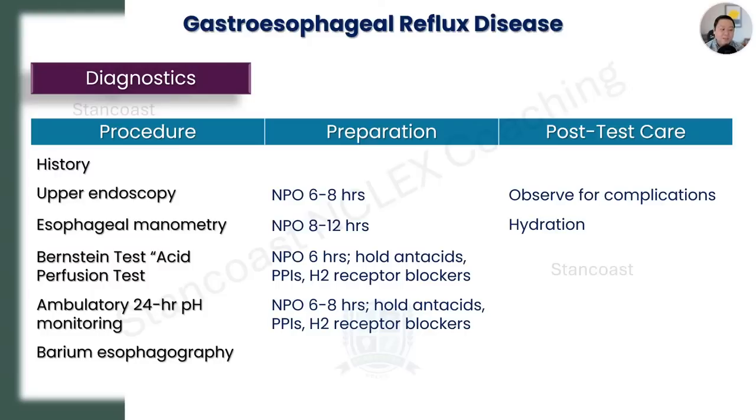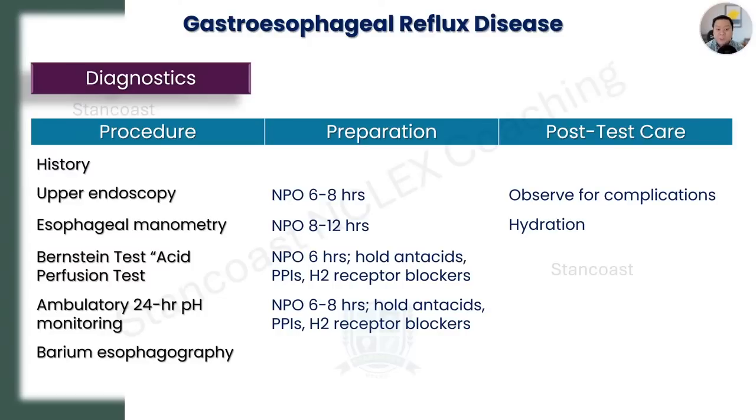Now, the last test that we have here is the barium esophagography, and this is not typically used to diagnose GERD, but it is helpful for evaluating motility disorders or structural abnormalities in the esophagus. And this is a test that will involve swallowing a contrast agent, barium, and a series of x-rays will be done to assess esophageal function and also to detect any narrowing or abnormalities.